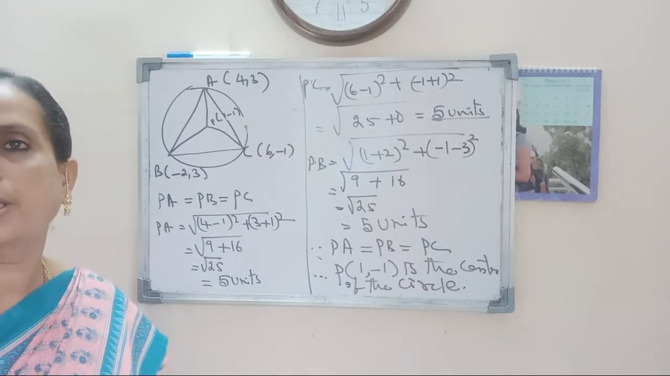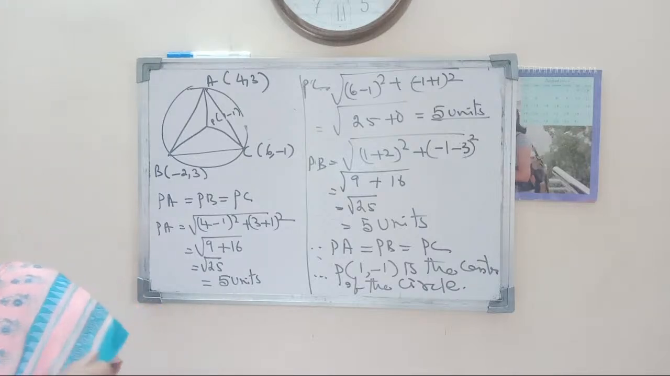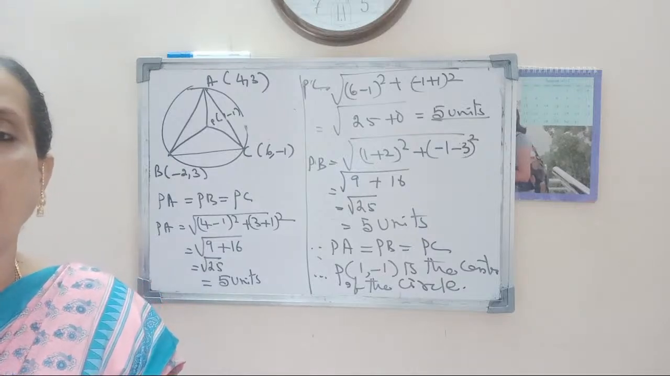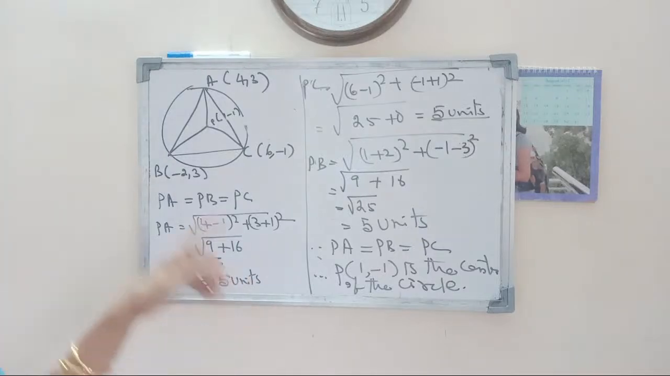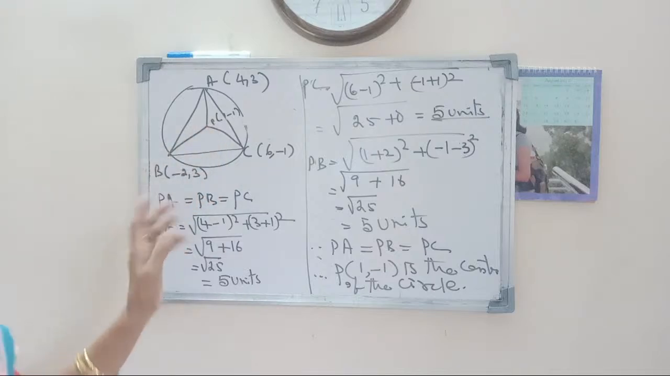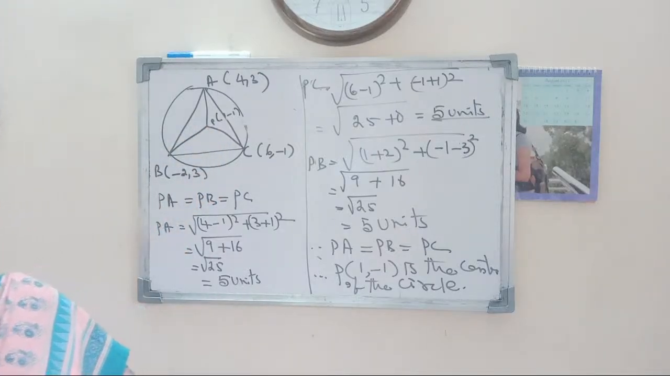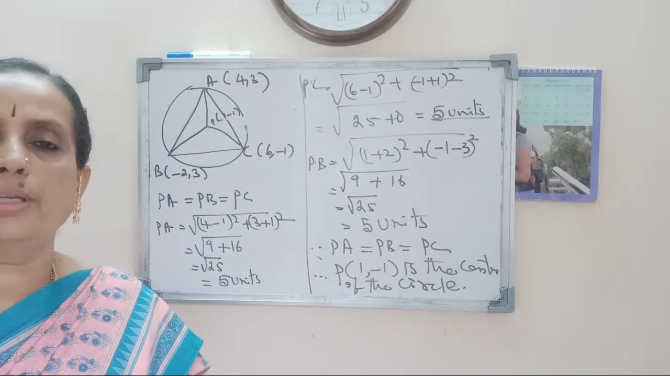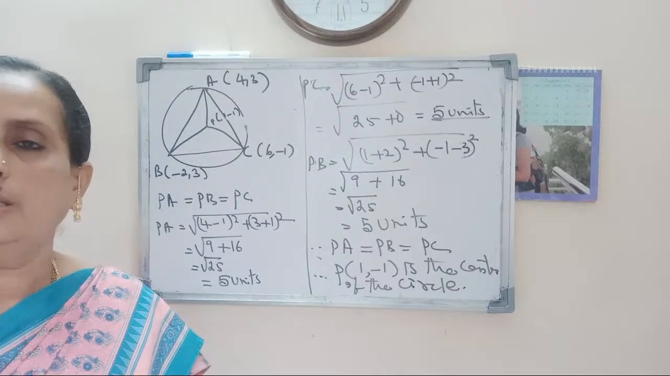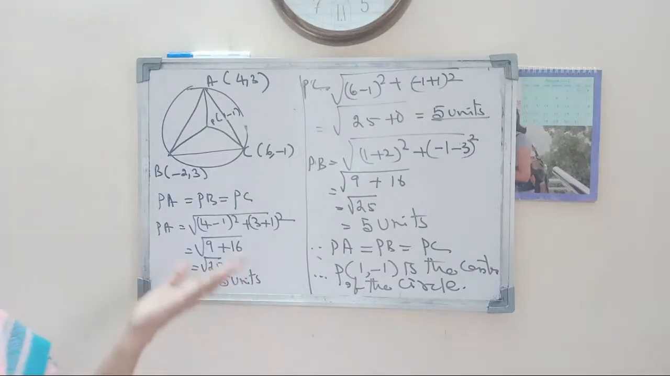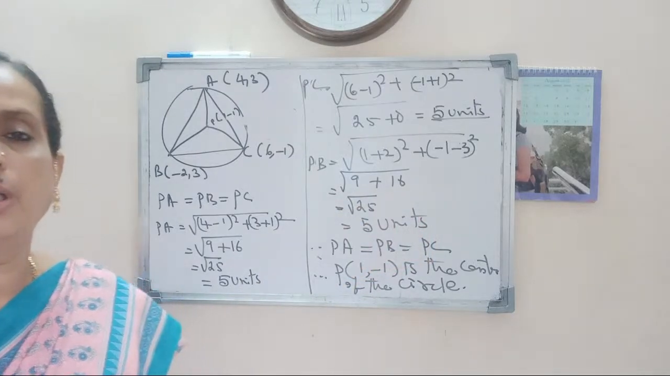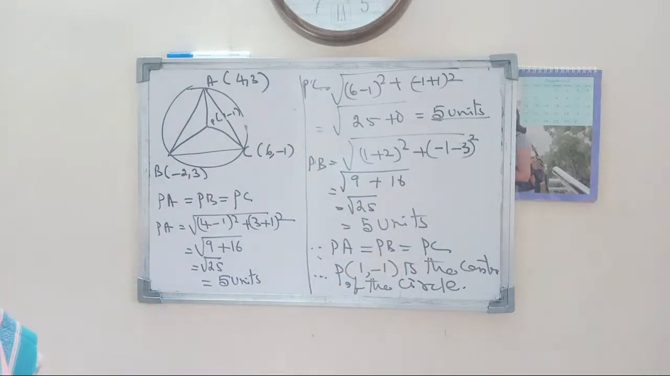Yes, each distance we are getting is 5 units, even though the values are different along the way. The final simplification is 5. Whether you take it from here to here, you can check it. You will get the same in all cases, whether it is x1 minus x2 or x2 minus x1. If the distances are equal, it shows all the distances have the same answer. Then we have the conclusion: yes, P is the center of the circle.